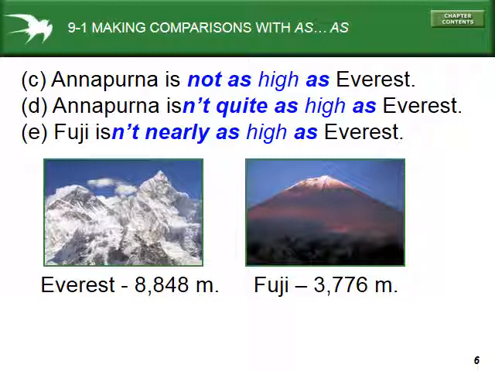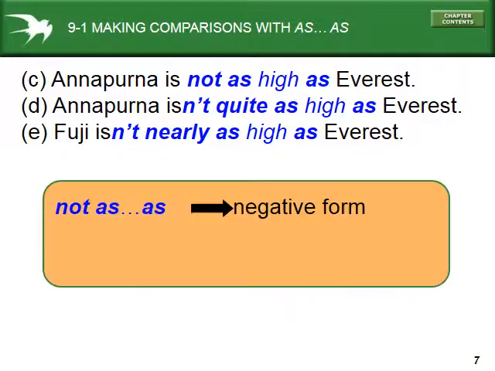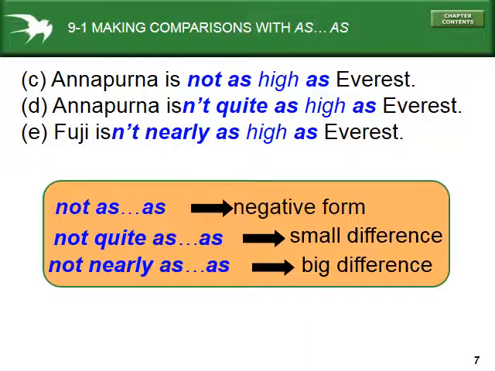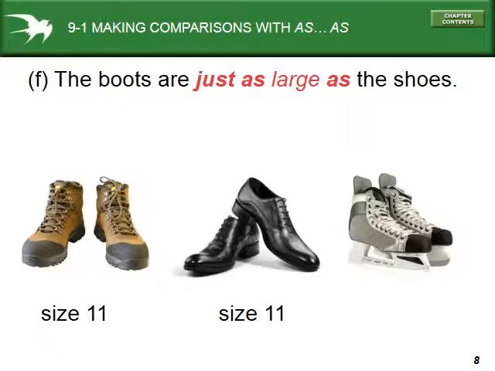So we have three things here. We have not as, which means that they're not the same. It could be a close difference or a big difference. But when we say not quite as, it means that there's a small difference. And when we say not nearly as, we're talking about a big difference. Okay? And this is what I covered.